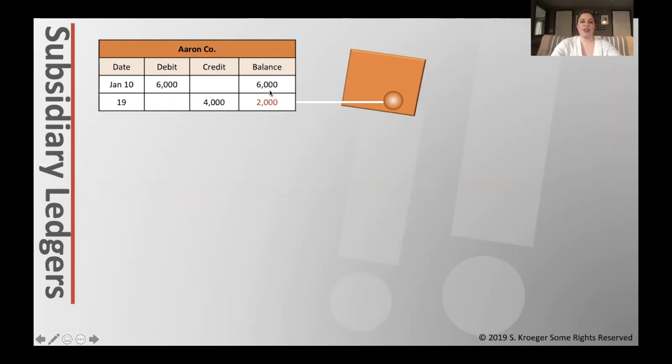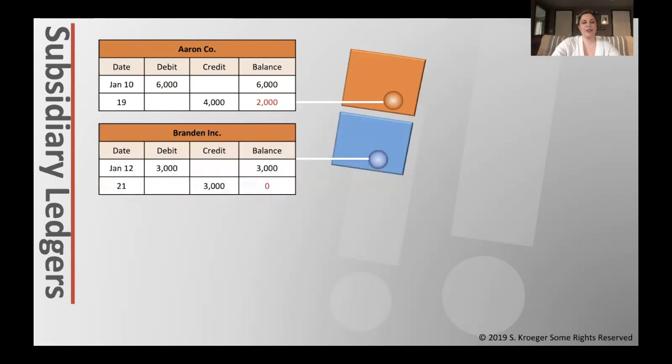Remember, this is a general ledger account. So every account is divided amongst itself. They're all listed individually. And we do have a balance of that account. All right, on the 19th, they paid off 4. Remember, a credit to an accounts receivable account will reduce the balance. So in total, in this red color, they owe us $2,000 by the end of the month.